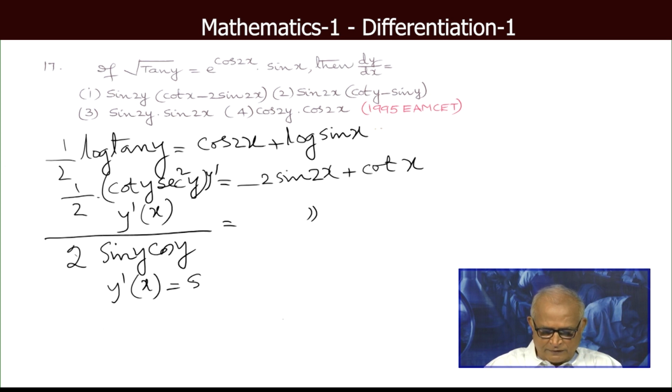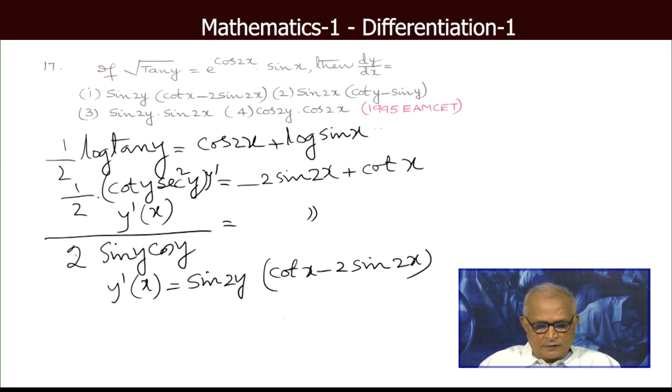Sin 2y, 2 sin y cos y is sin 2y into cotangent x minus 2 sin 2x. Well, that is given as the first option. Follow? Next.